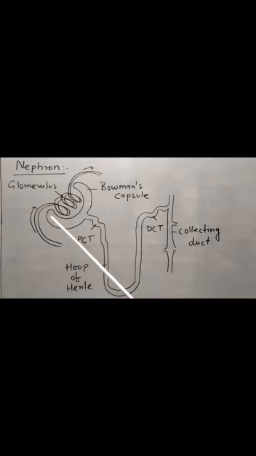In this Bowman's capsule, a bunch of blood vessels is also present. This bunch is called the glomerulus. One vessel carries the blood and fills the glomerulus, and a second blood vessel takes the blood out from the glomerulus. So this is the complete structure of the nephron.